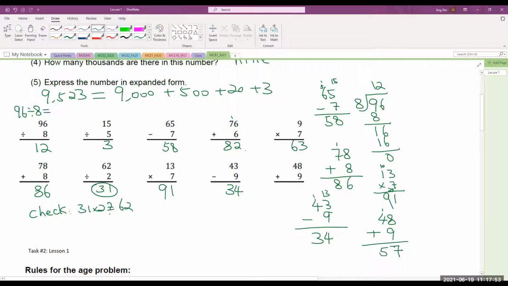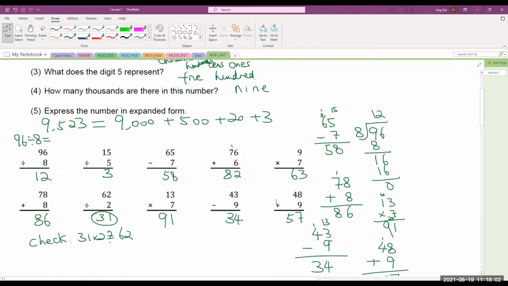Okay, we're only writing down 7 for the ones place. So 57, very good. Hey, give you guys a round of applause. So we're done with that first task.